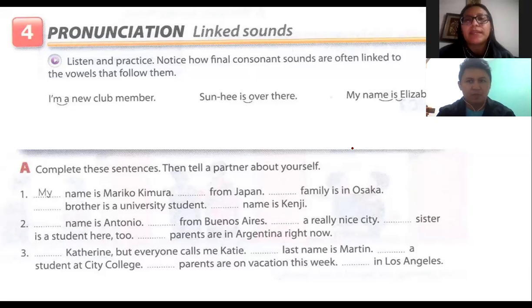My name is Mariko Kimura. I'm from Japan. My family is in Osaka. My brother is a university student. His name is Kenji. Okay, thank you.